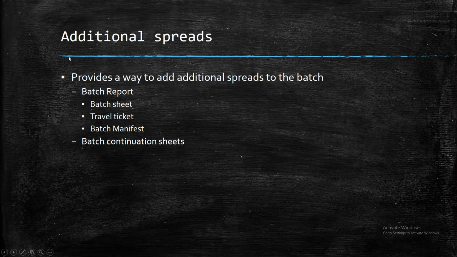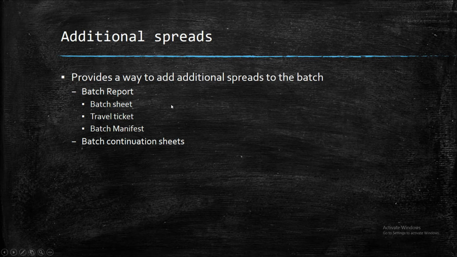So next we will take a look at the additional spreads. Now, additional spreads provide a way to add additional spreads to the batch, as the name implies. And those are things like batch reports. So what exactly is a batch report? You'll hear different names for this, everything from batch sheet to travel ticket to batch manifest and all kinds of other names. Essentially it is a report that you can build which provides some summary information or whatever details you might want to include about the contents of the batch that's generated.